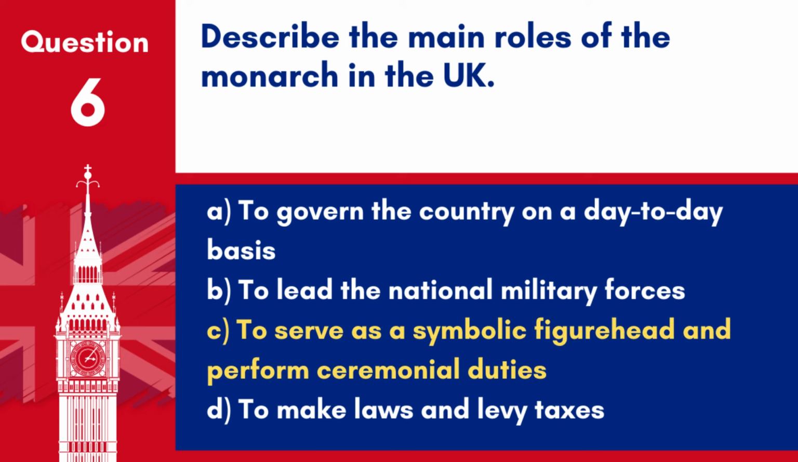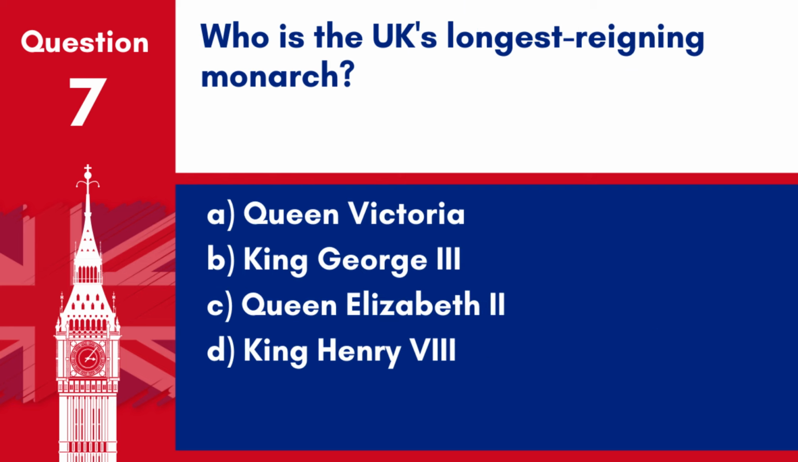Answer: C. To serve as a symbolic figurehead and perform ceremonial duties. The UK monarch has a largely ceremonial role today. Question 7. Who is the UK's longest reigning monarch? A. Queen Victoria. B. King George III. C. Queen Elizabeth II. D. King Henry VIII.